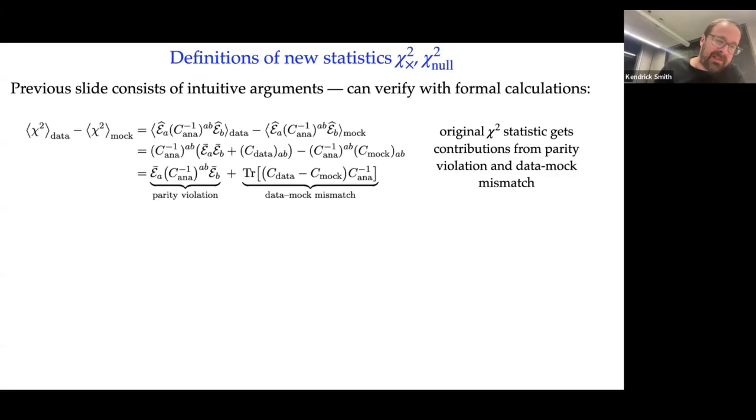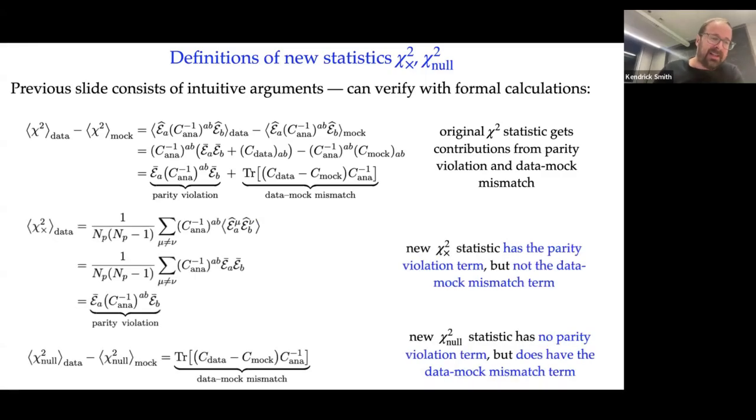If you do the same calculation with the new statistics, then in the case of chi-squared cross, you get the same parity violation term with no covariance mismatch term. And in the case of chi-squared null, you get the covariance mismatch term, same term, without the parity violation term. So that's the formal sense in which the original chi-squared statistic is a degenerate combination of these two signals, and the degeneracy is broken by the new statistics.